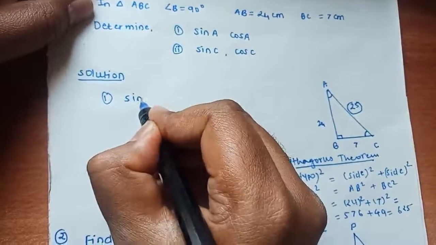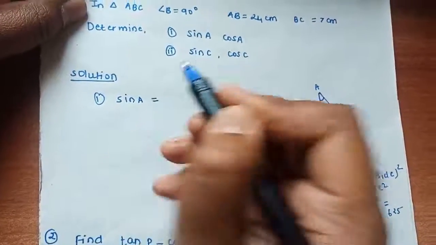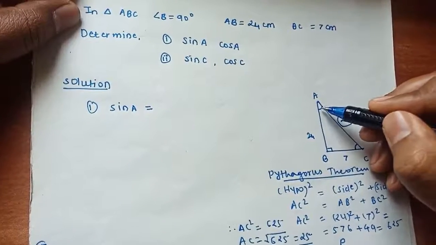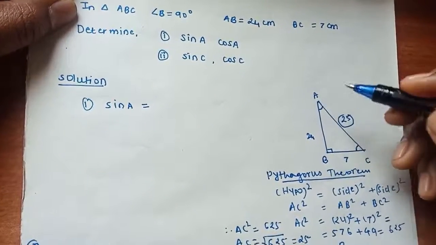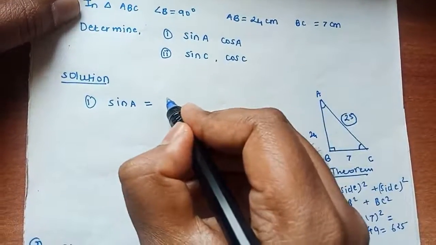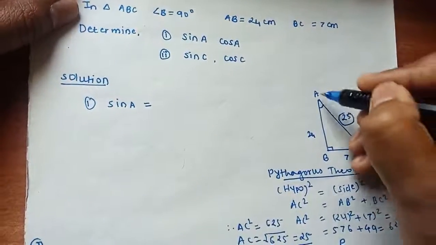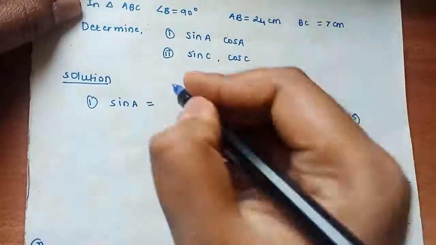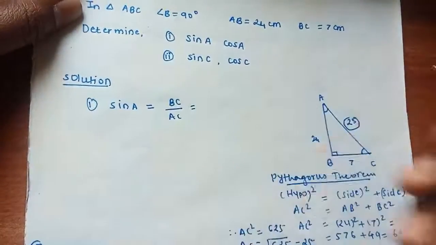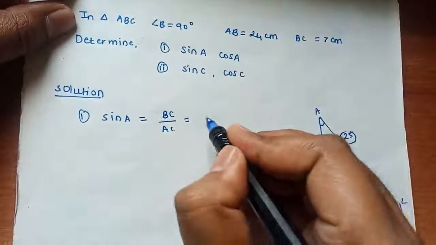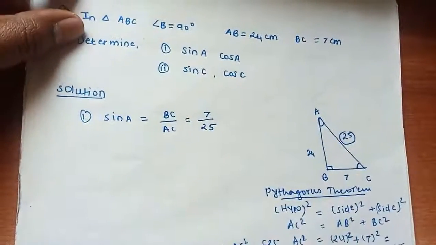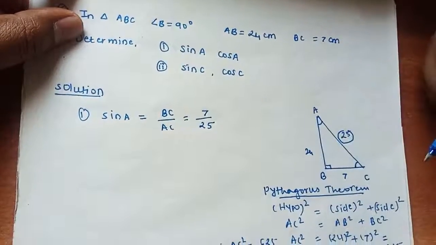So this is sine A. That means I have to find the sine trigonometric function for angle A. For sine A, we know that it's opposite upon hypotenuse. Opposite upon hypotenuse means BC upon AC. So I will write here BC upon AC. BC is 7 and AC is 25. So you got the answer for sine A, 7 by 25.